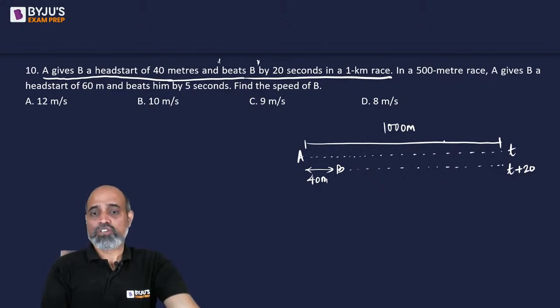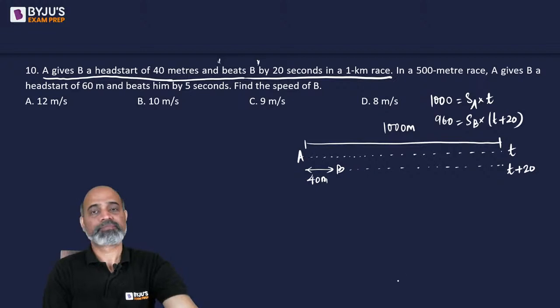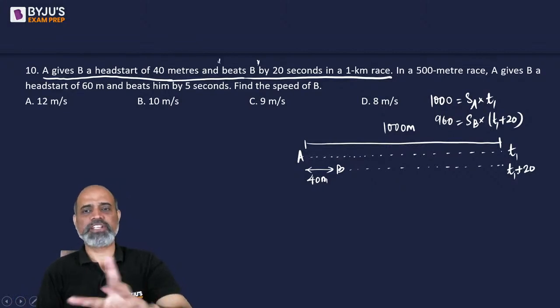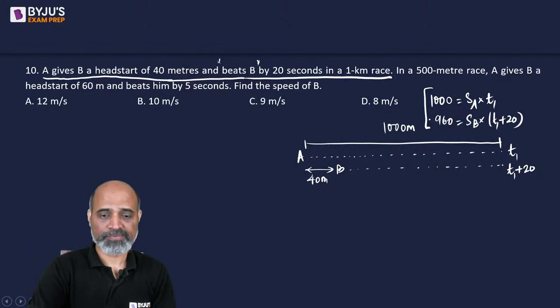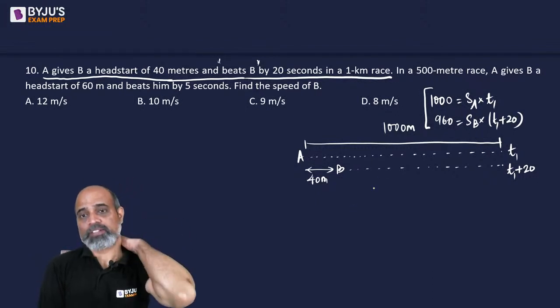Right? So from here, can I say for A, this 1000 meters is covered by A in T time and only 960 meters is covered by B in T plus 20 time. या मैं इसको T नहीं करता हूँ, T1 लिख लेता हूँ because we are going to have the other scenario as well. ठीक है? वो T1, T2 में बाद में relate कर लेंगे. So can we write down these two equations? Right? Okay. Let's talk about the next one.